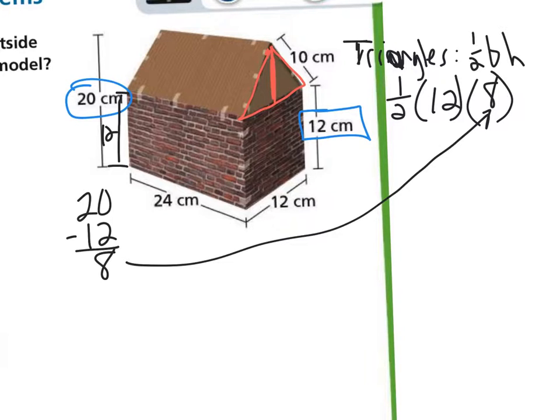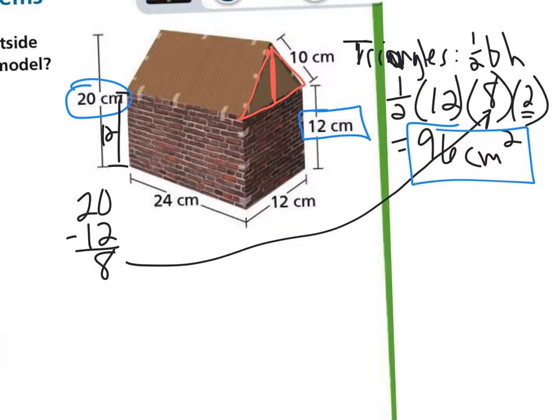And how many triangles do we have? 2. Good. So the area of our triangles would be 96 square centimeters. We're going to have quite a bit of stuff we'll be working out here, so you may want to circle that, box it in, something, so you can make sure you can find it later. That's our triangles.